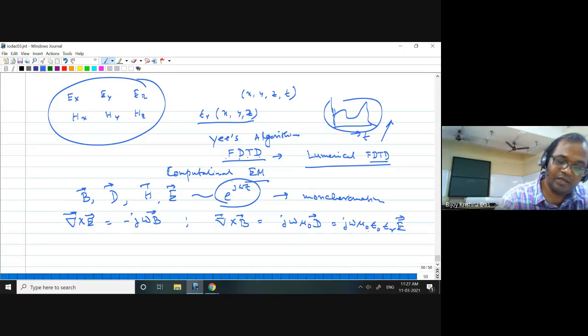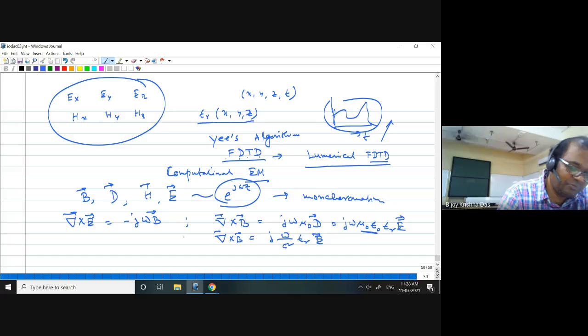Simply, mu 0 epsilon 0 means 1 over c square. You can also write this one, curl of B equal to j omega over c square epsilon r E. So that is the curl equation we know, and here also mu 0 I can take out. Whenever necessary, I can switch back and forth between E and D or B, but I think B and E is also fine. Clear? We need to know only the relationship.